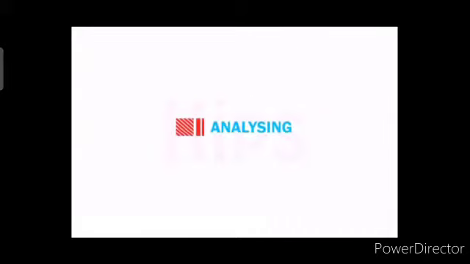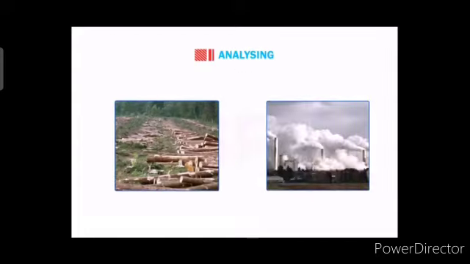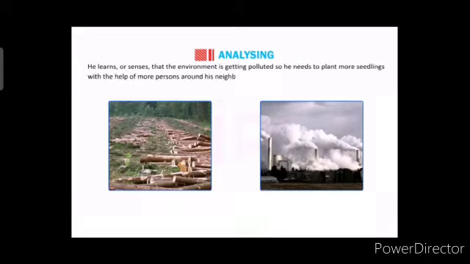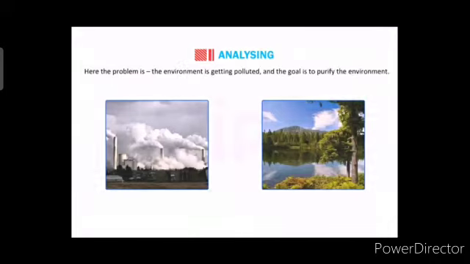Let us understand how the above discussed problem is solved by using the elements of computational thinking. Students, let's talk about analyzing. Aryan analyzes the problem well in advance when a lot many trees are being cut. He learns or senses that the environment is getting polluted, so he needs to plant more seedlings with the help of more persons around his neighborhood to make a green environment. Here the problem is, the environment is getting polluted and the goal is to purify the environment.